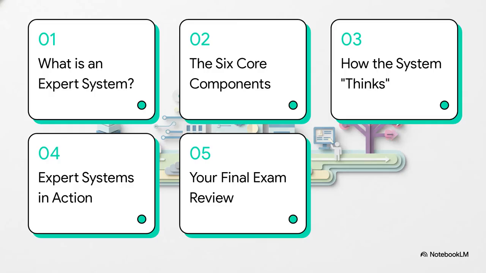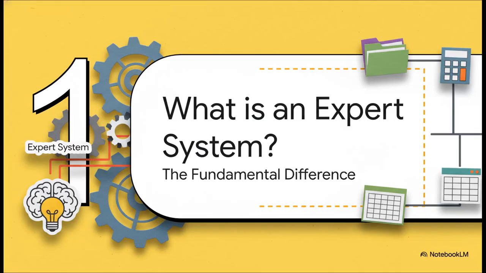So here's what we've got on tap today. First, we'll cover what an expert system actually is. Then we'll break down the 6 core components. After that, we'll see how the system thinks. We'll look at some real-world examples, and then we'll wrap it all up with a final exam review to make sure you're good to go. Okay, first up, what is an expert system? Let's get right into it.